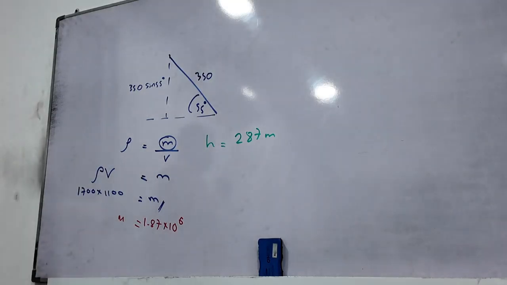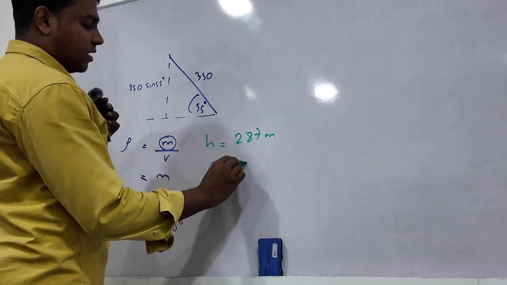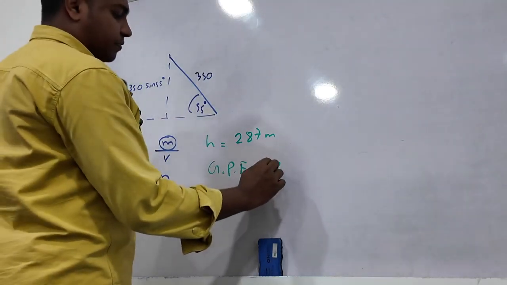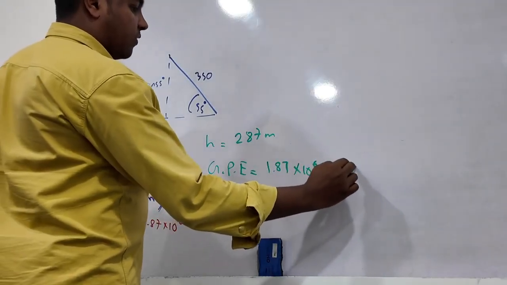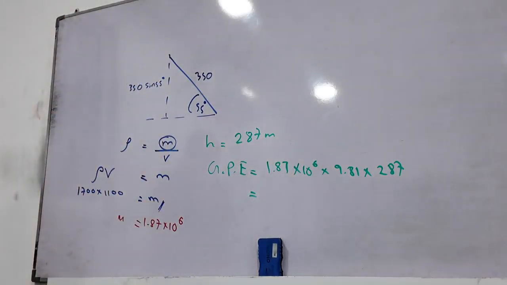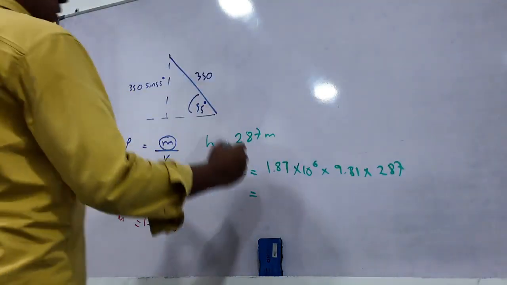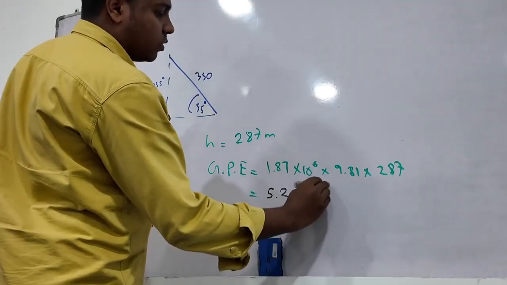So then gravitational potential energy is equal to what? 1.87 times 10 to the power 6, times 9.81 times 287. What is the answer you are getting? You should be getting 5.26 times 10 to the power 9 joules, right? 5.26 times 10 to the power 9 joules.